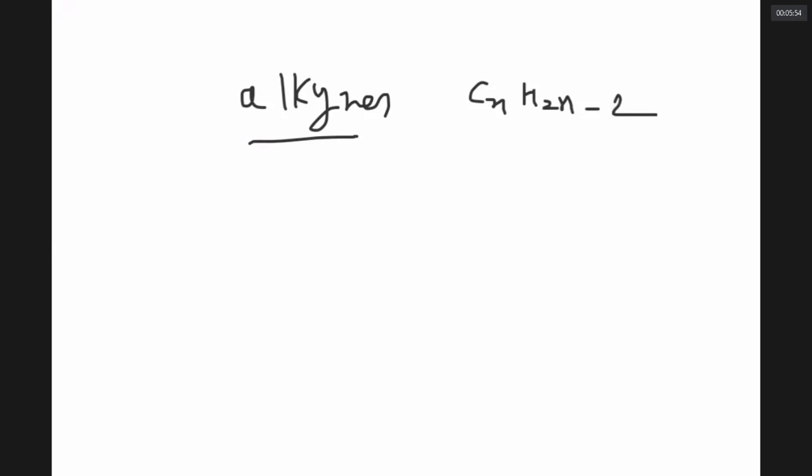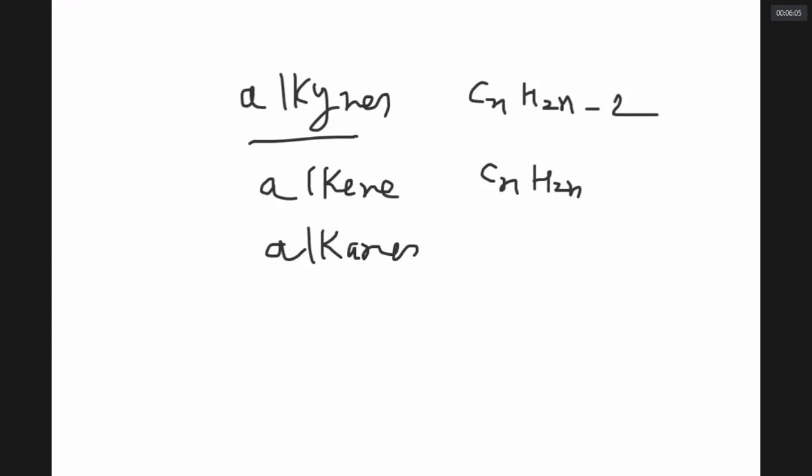Next. What is the general formula of alkynes? A simple question. Alkynes is a homologous series. The general formula of this family members is CnH2n minus 2. What is the general formula of alkenes? CnH2n. What is the general formula of alkanes? CnH2n plus 2.